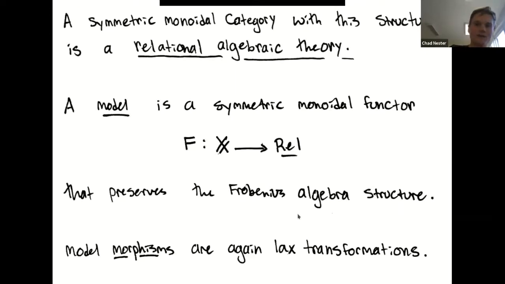And so we'll call a symmetric monoidal category with this structure a relational algebraic theory, noting once more that this is the same thing as a Cartesian bicategory of relations. Then, like before, a model will be a symmetric monoidal functor from the theory into sets and relations that preserves this Frobenius algebra structure. Once again, this makes sense because REL has that structure. And model morphisms are, again, lax transformations, same definition.